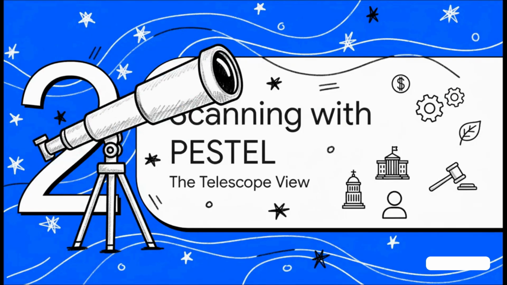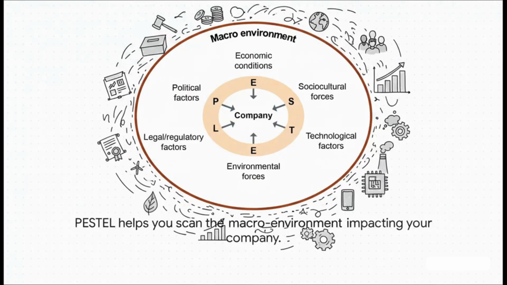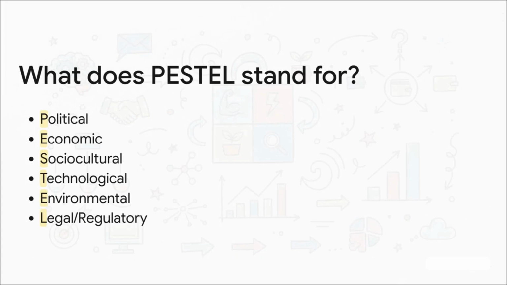All right, first things first, let's grab that telescope. We're going to scan the broad horizon using a really handy framework called PESTEL Analysis. PESTEL is all about understanding what's called the macro environment. These are those big, external forces that, let's be honest, your company has zero control over, but you absolutely have to adapt to them. They surround your business and influence pretty much everything you do. So what are these forces? Well, PESTEL is just an acronym.